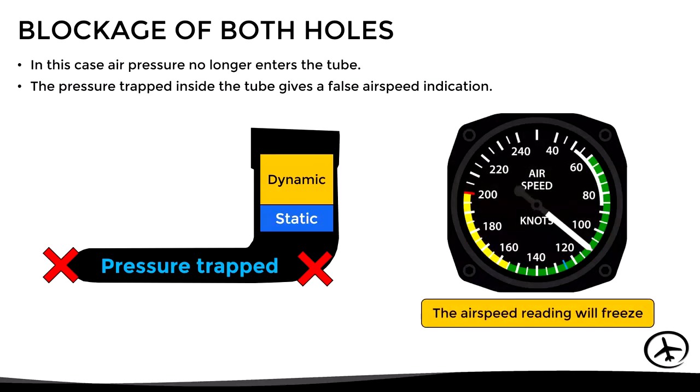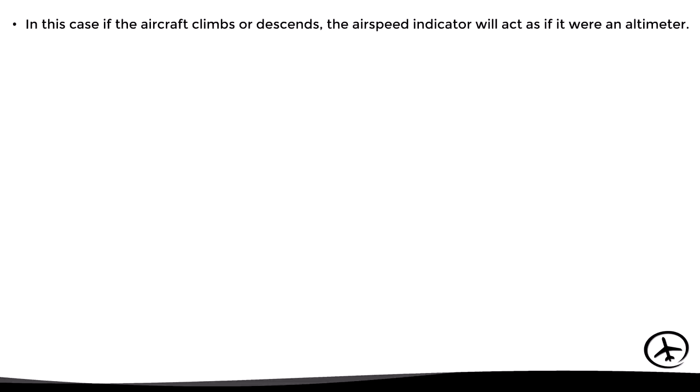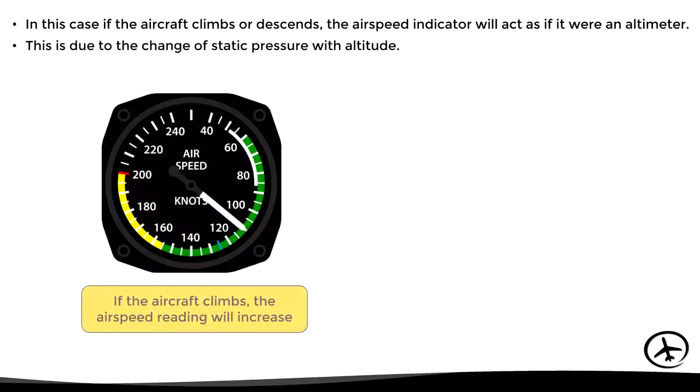Now, as long as the aircraft maintains altitude, the airspeed indicator will freeze, indicating the last speed measured before the blockage. On the other hand, if the aircraft climbs or descends, the instrument will act as if it were an altimeter. This means that if the aircraft climbs, the airspeed reading will increase.